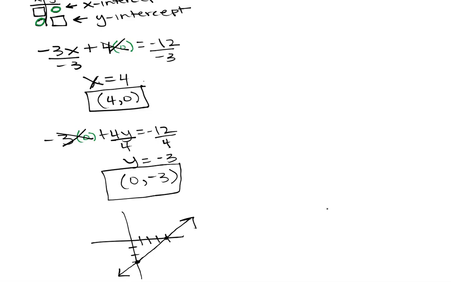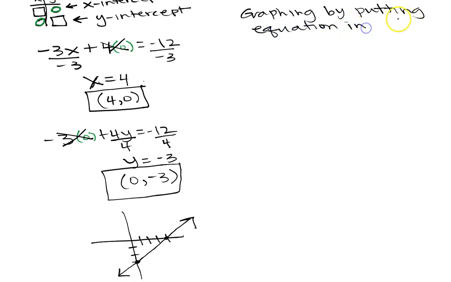And the other way that you can do it is graphing by putting the equation in the y equals mx plus b form. So basically solving our equation to get y by itself. So let me write our equation down here again. So -3x plus 4y equals -12. Right? And so I'm trying to get it so that the y is by itself.